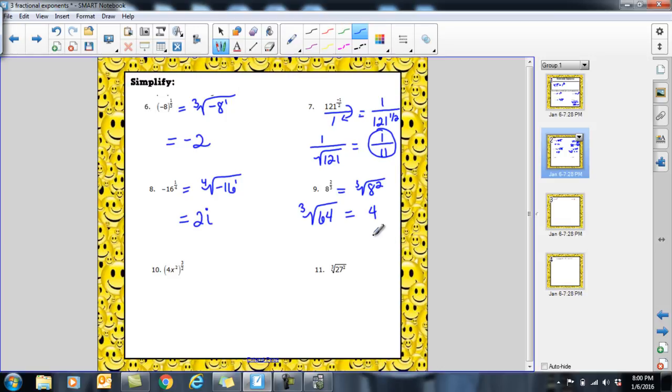You also could have done, like I showed you, 8 to the power of 2/3, just like we did with number 6, and it should give you the same answer, but I also want you to be able to rewrite it in radical form so you can see.